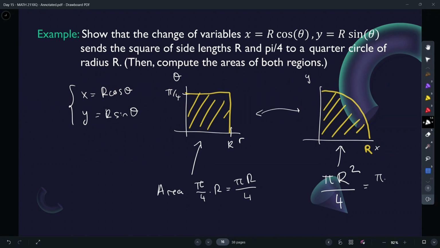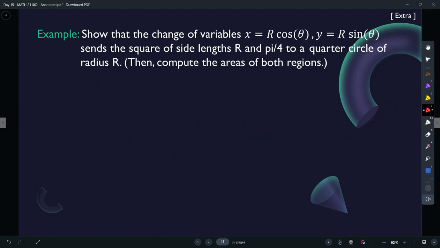So notice that this is pi r over 4 times r. And this r, which is not here, is the conversion factor we use in polar coordinates. That change in area between regions is where that r comes from. It's one way to explain why it has to be r. The same thing happens when we do transformation in spherical coordinates. The conversion factor has to do with the conversion in volume from one space to the other.